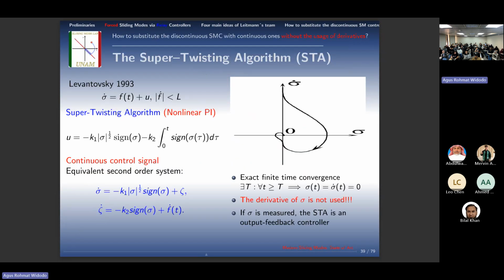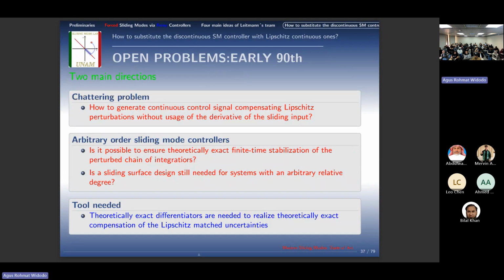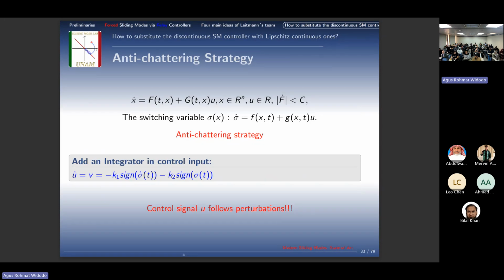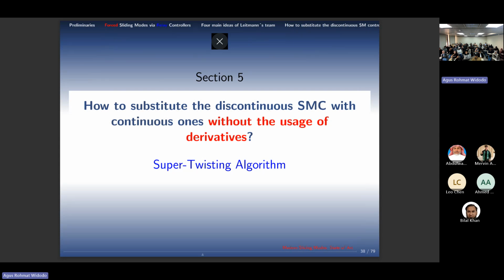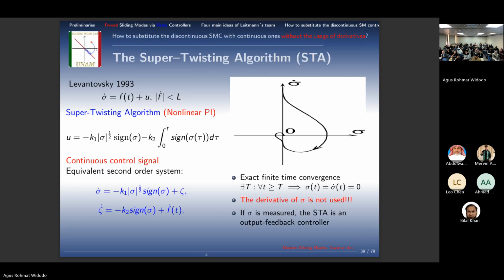And then it was precisely the revolution. In what did the revolution consist? The revolution consisted in the following. You see, to realize this controller, you need what? Derivative. So you need first to differentiate sigma to know that, and then you need to realize it. So the next question is how to substitute discontinuous control with continuous one, but without usage of the derivative. And the answer was very strange. PI.